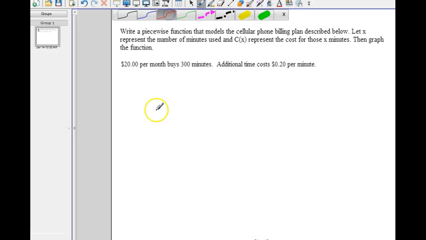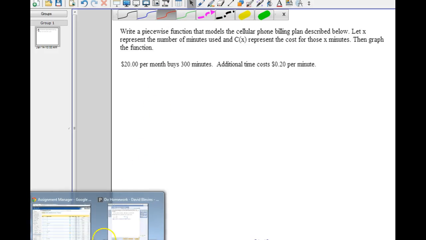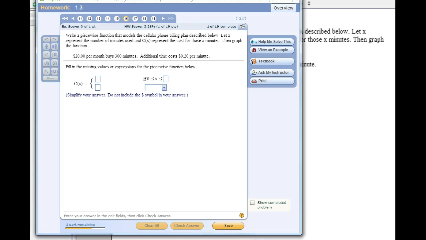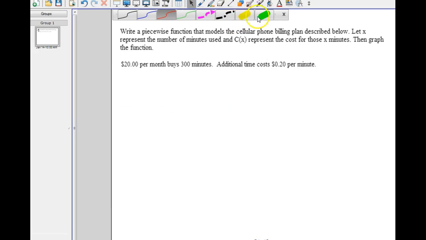Oh, in 71 class. This is also a problem from your homework. This is problem number 16 in 1.3. And what you're doing here is you're coming up with a piecewise function that will give the cost for this cell phone plan, like for a bill. So remember, piecewise we have the little equals and then a bracket saying there's more than one thing that this is equal to. Now the easy one is this first one.